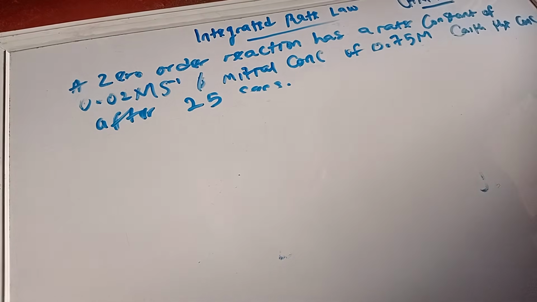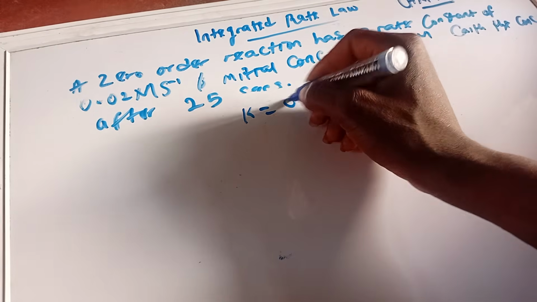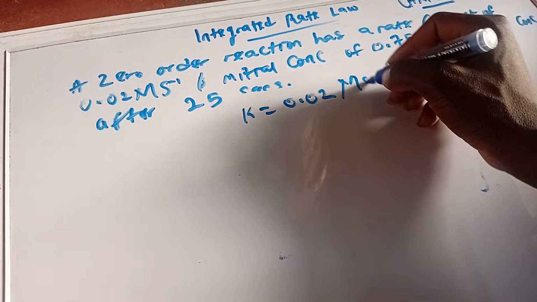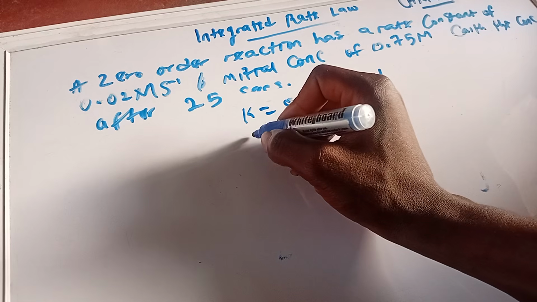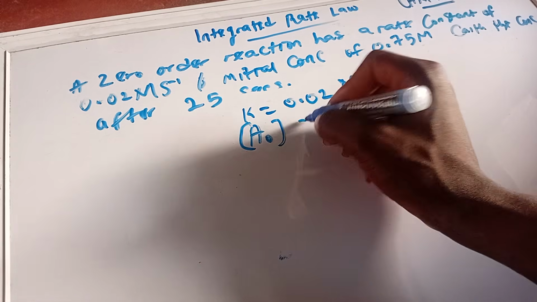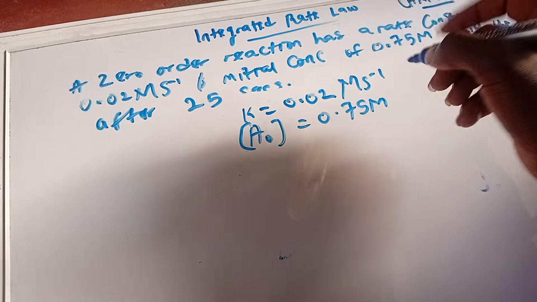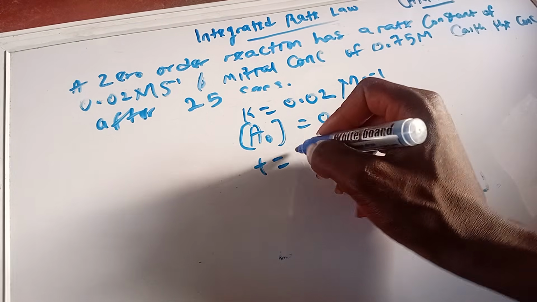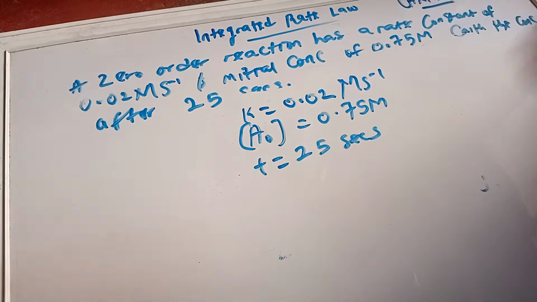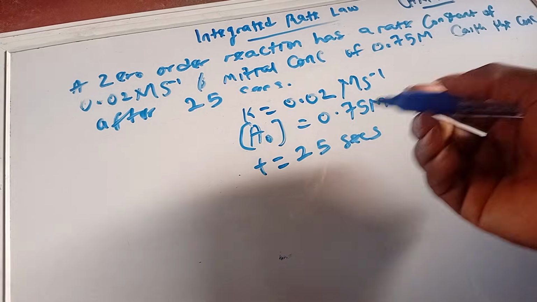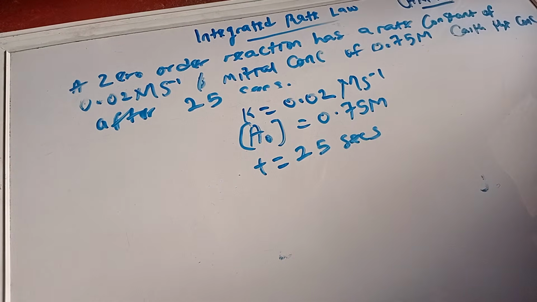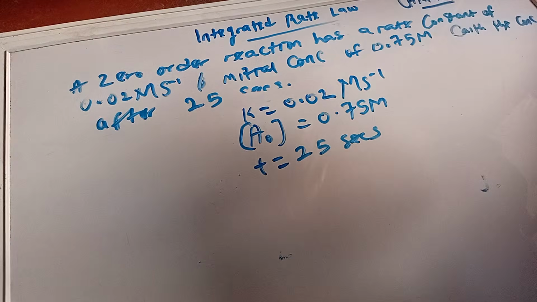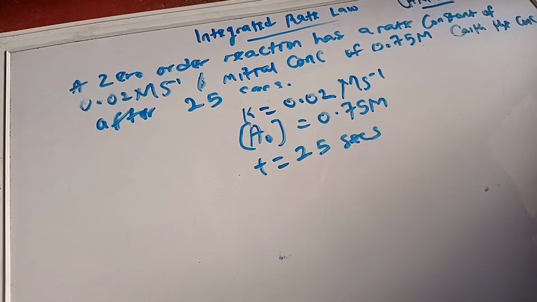Now let's quickly solve this question. A zero order reaction has rate constant of this. So our k equals 0.02 M per second, and initial conc is 0.75 M. Initial conc, that's A0, right? Equals 0.75 M. Calculate the conc after 25 seconds. t equals 25 seconds. Now, what's the formula for zero order? Don't mix formulas together. The question is talking about zero order. Even if the question does not mention zero order, you can see from the unit of your rate constant. That's another thing you need to know. Please take note of that.